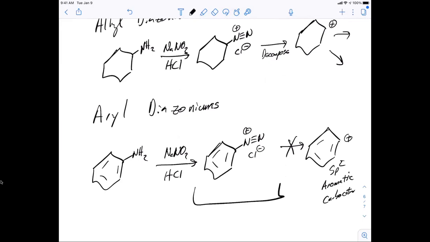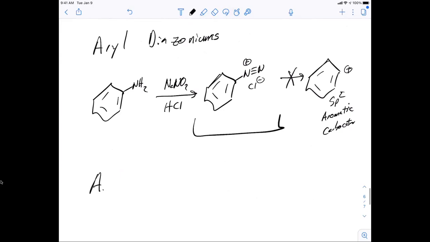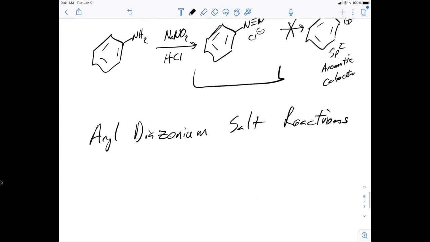So for alkyls, they can form, right? But we're not going to be doing much with them after forming them. But for the aryl diazoniums, there's a whole set of chemistry around forming the aryl diazonium salts. The first class of these is going to be the Sandmeyer reactions.